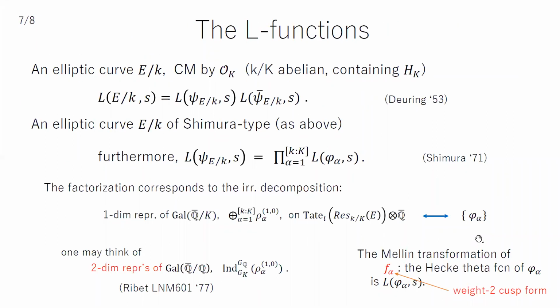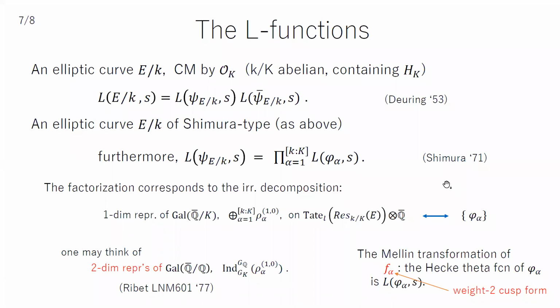And so those phi alphas are those Hecke characters. Those factorizations of the L functions correspond to the fact that the representation of the Galois group splits into one-dimensional representations over this representation space. And the one-dimensional representations of this Galois group of K are in one-to-one correspondence with the Hecke characters of the field capital K.